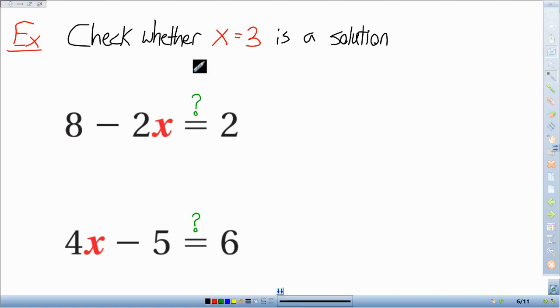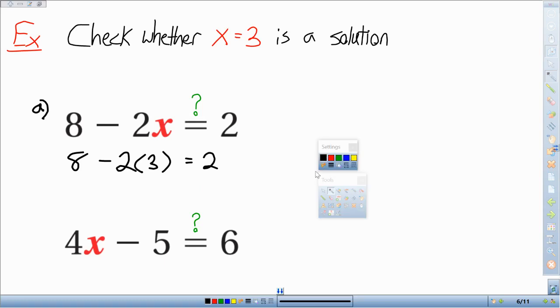Okay, so let's go ahead and plug in 3 for x. Let's do this top one here. By the way, let's call this letter A just to break them up a little bit. So letter A, I've got 8 minus 2 times x equals 2. We're going to plug in 3 for x. And that's really the question. I put a question mark here because that is the question. Does it actually equal 2? So I'm going to keep that question mark there for now until we actually do the math. So let's see what happens.